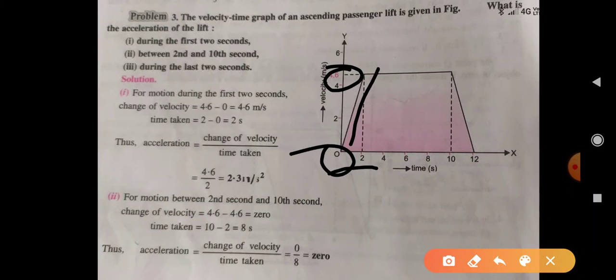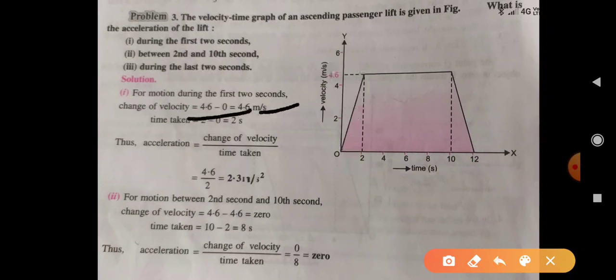The slope of the graph is indicating the acceleration between the first 2 seconds. Here we need the change in velocity and the time taken. Change in velocity will be final velocity minus initial velocity, 4.6 minus 0, which is equal to 4.6 meter per second. This is our change in velocity.